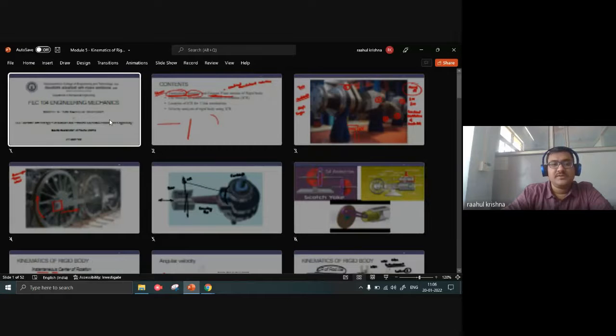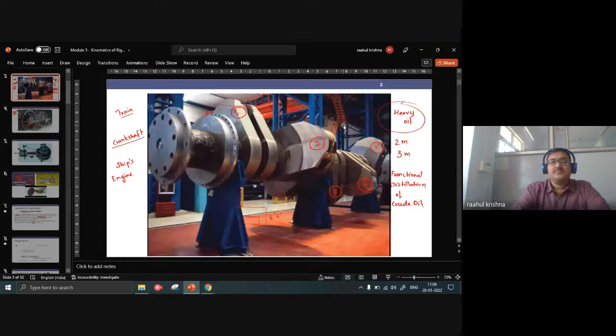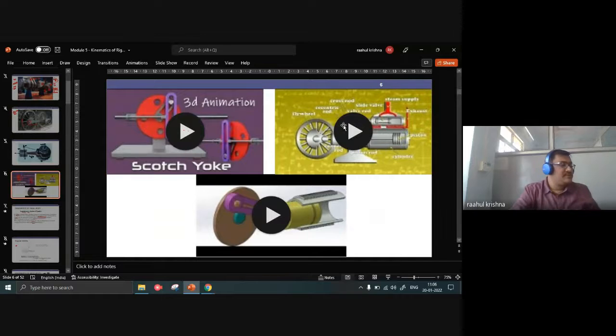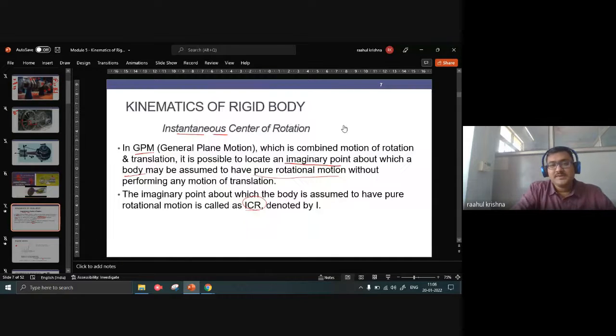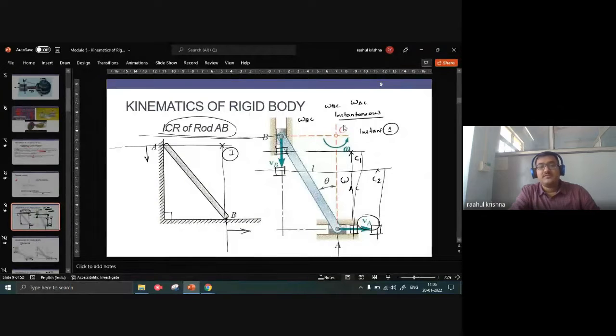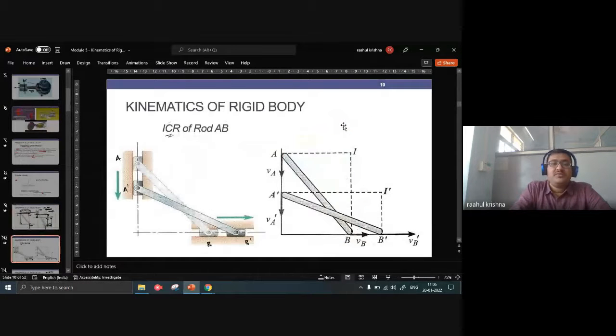So in this module, firstly we started with different examples where we have combined motion of translation and rotation. Then we saw a few animations, then we defined what general plane motion is, and how to change my general plane motion into a pure rotational motion by the ICR method. For the ICR method, I'll be requiring my angular velocity. After the angular velocity, we did this for a few examples.